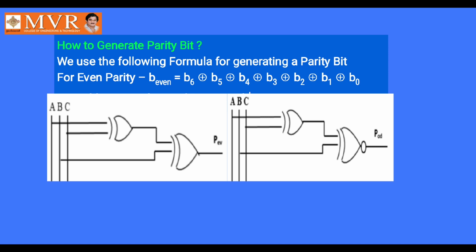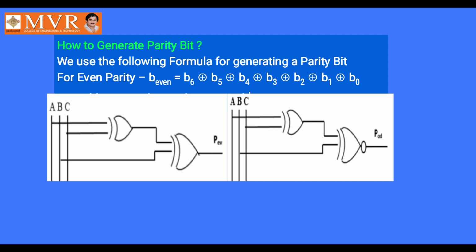As I told you in the previous slide, once you generate even parity, it is very easy to generate odd parity. It is the complement of even. The given formula for B odd is B even complemented. If you generate B even and you get 1, you make it 0 to get B odd.